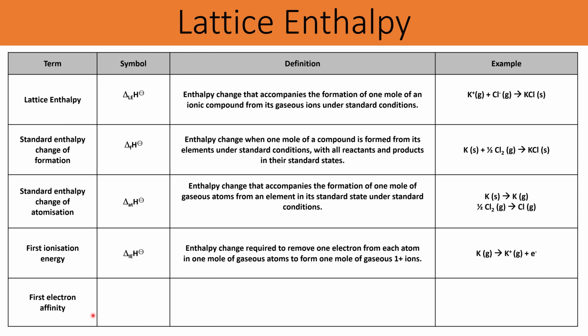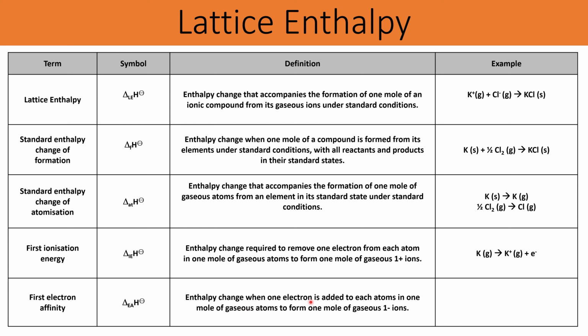Next up, this is the one that you haven't come across before. It's called first electron affinity, and this is given EA as the symbol. Its definition is the enthalpy change when one electron is added to each atom in 1 mole of gaseous atoms to form 1 mole of gaseous 1 minus ions.